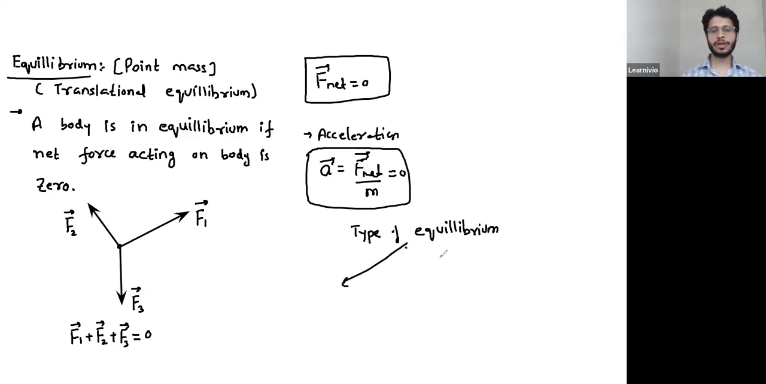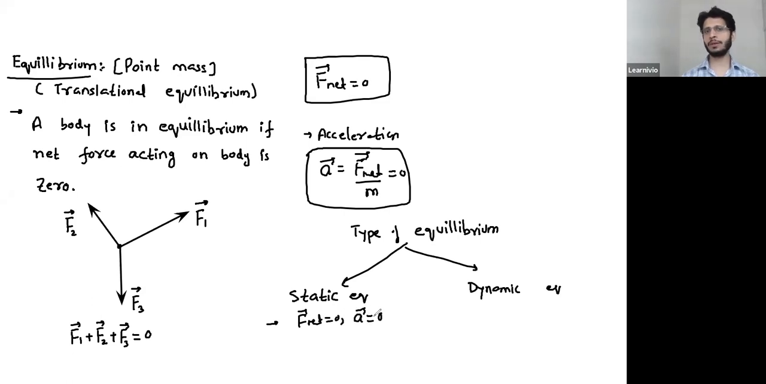You can have two types of equilibrium. Your equilibrium could be static. It's a type of equilibrium, so the above two conditions will hold for both of them. Your equilibrium could be static or your equilibrium could be dynamic. Static equilibrium means net force is 0 and acceleration is 0, and the body is at rest.